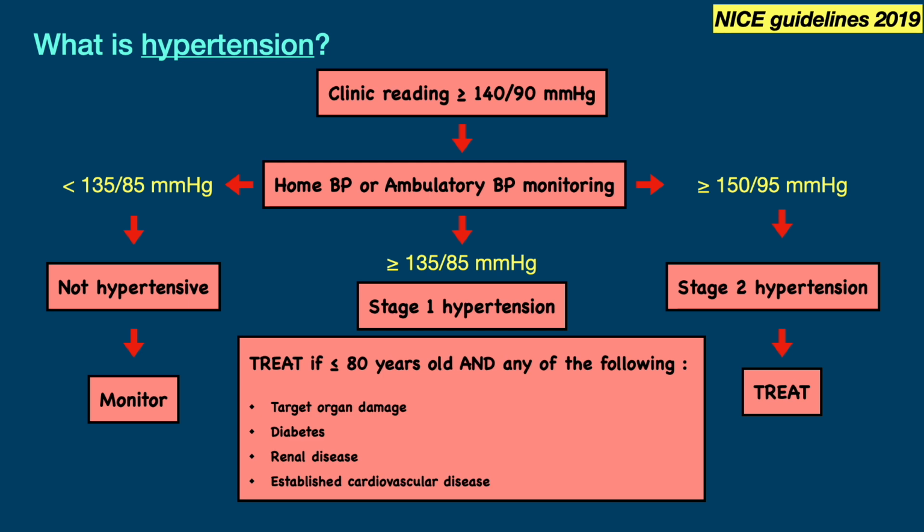NICE made a further recommendation in 2019 suggesting that we should consider antihypertensive drug treatment in addition to lifestyle advice for adults aged under 60 with stage 1 hypertension and an estimated 10-year risk below 10%.